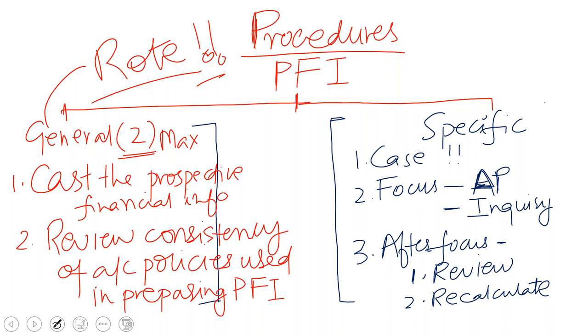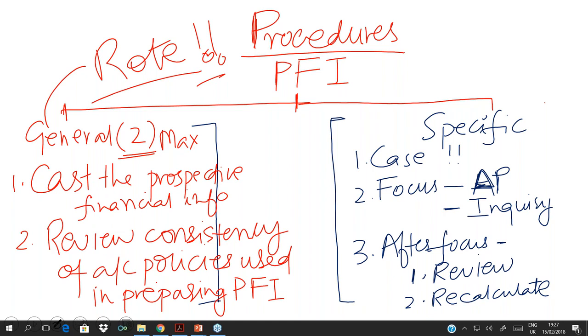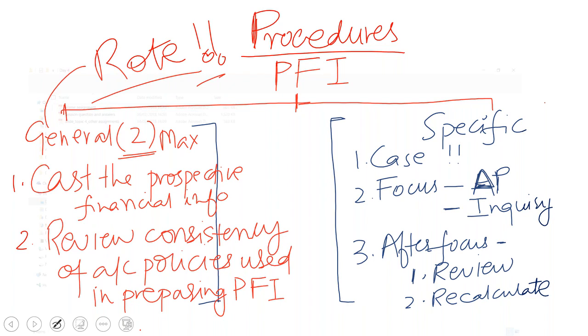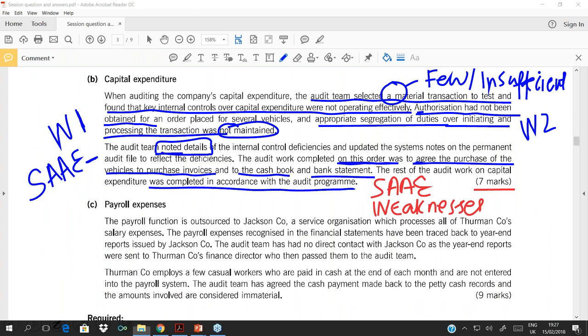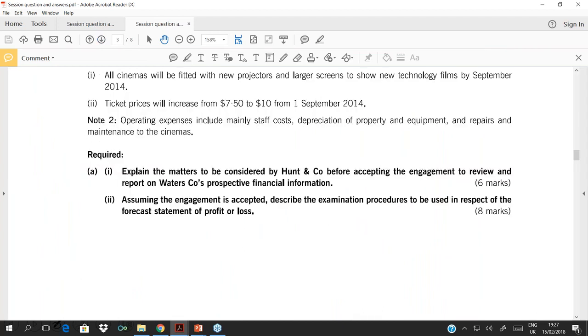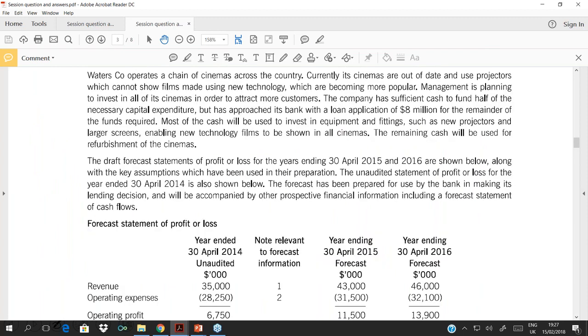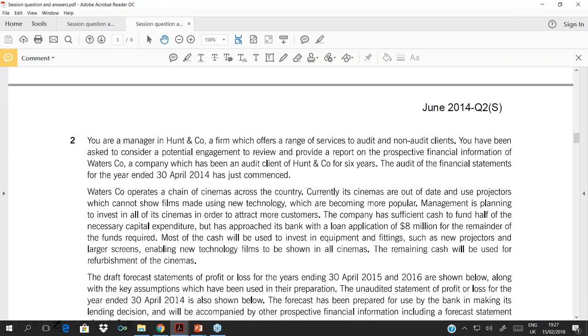Okay, let's start with a practice session. Okay, I'm first looking at a question on PFI, which is from June 14 exams. Question number 2. Question 2 of the June 14 exam. And what are we practicing? Methods and procedures, right? Which we just learned.